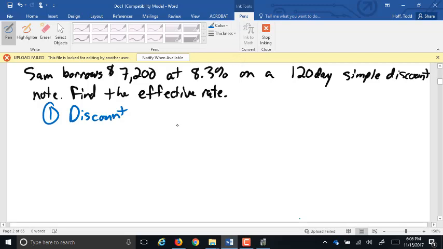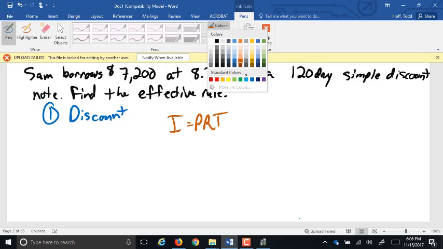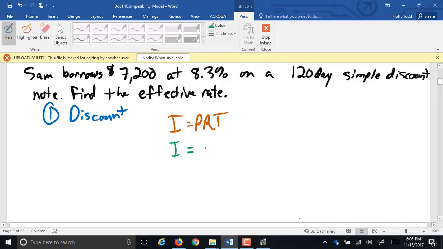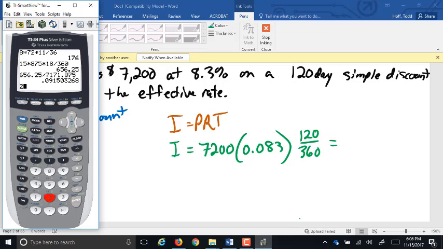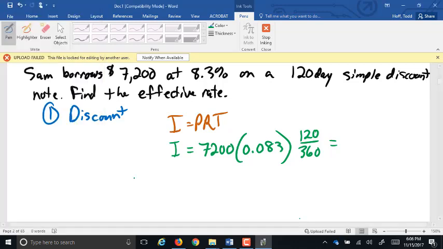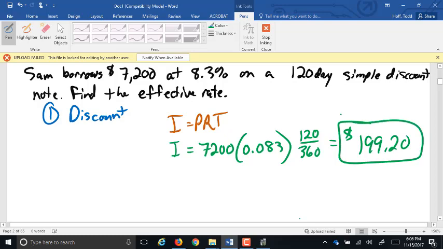And I find that discount, I equals PRT. What goes in for I? That's what we're trying to find. What goes in for P? 7,200. What goes in for R? 0.083. And for T, 120 over 360. So we get $199.20. That is our discount.